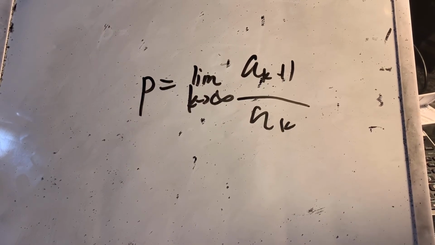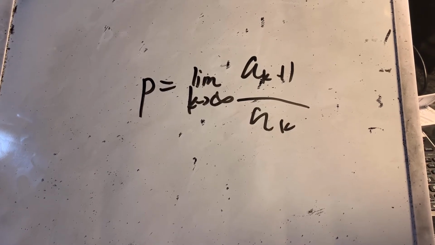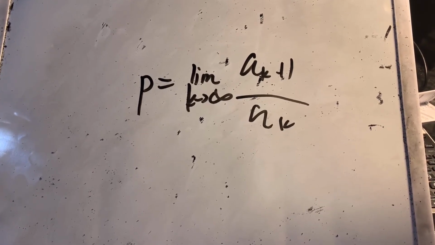The second way we are going to use is the alternating series, which is the last way we are going to use.